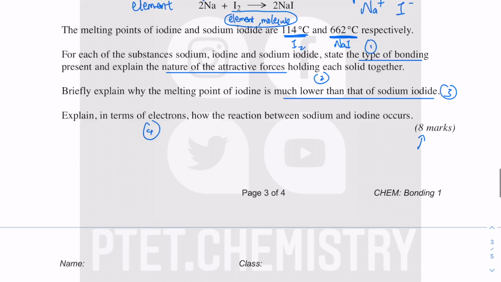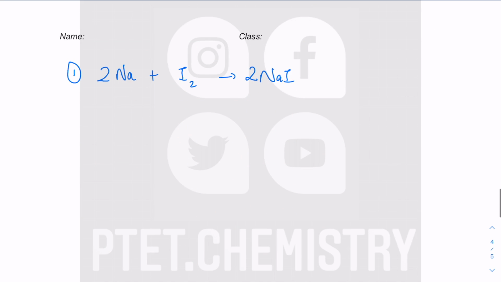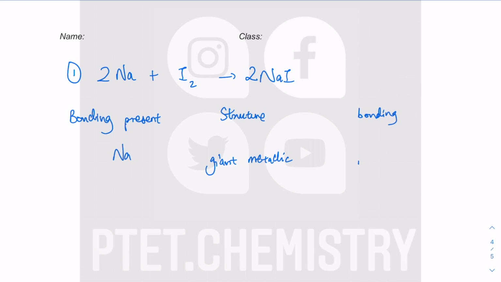Alright, so what was the first thing they asked? State the type of bonding for each of these substances. State the type of bonding present. Sodium is a giant metallic structure. So this is a giant metallic structure. Bonding is going to be metallic bond.